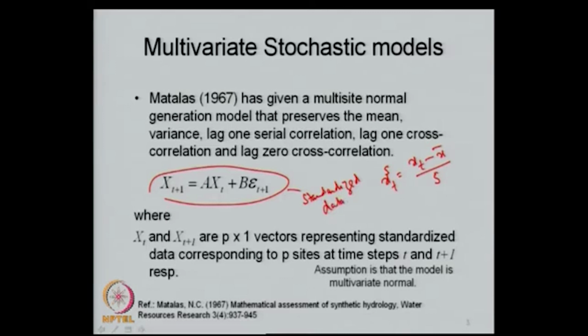So, from the observed values you standardize the data and then we apply this kind of models. Now, there is an important assumption here, that the model is multivariate normal. It means that all the variables that you are using, all the flow variables, the x t's, are normally distributed random variables.